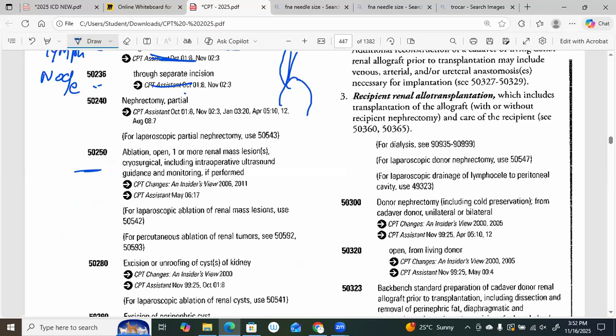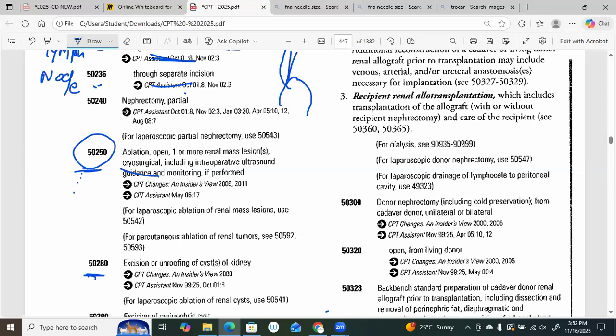The next section we have is ablation. Ablation means to remove or ablate something with external energies. External energies we can use here include cryosurgery, laser, and thermal energies. Then we have to bill the ablation.